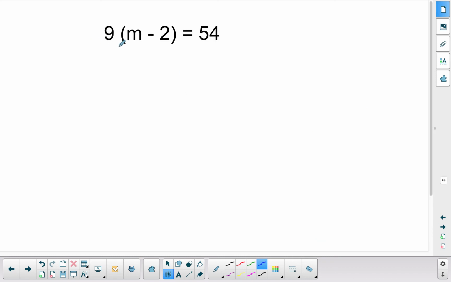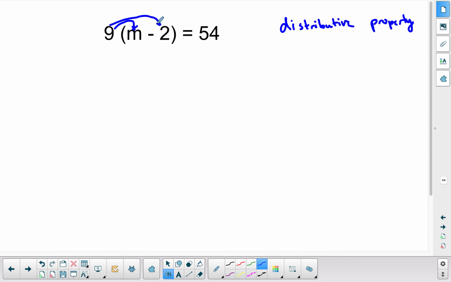Let's look at some other stories here. One thing you want to recognize is if 9 is outside these parentheses, that's what we call the distributive property. I can distribute this 9. Distribute is just a fancy term for you're going to multiply everything in the parentheses by 9.